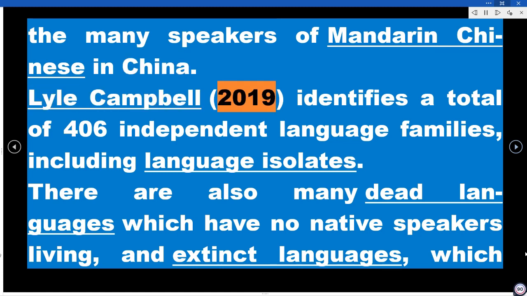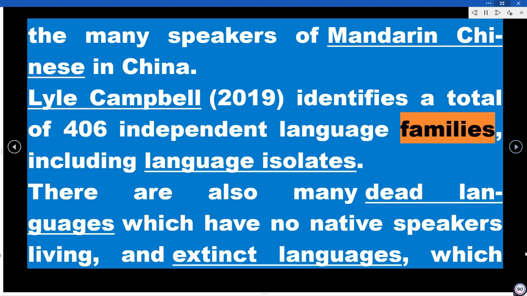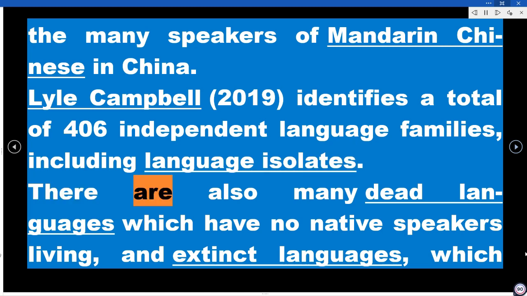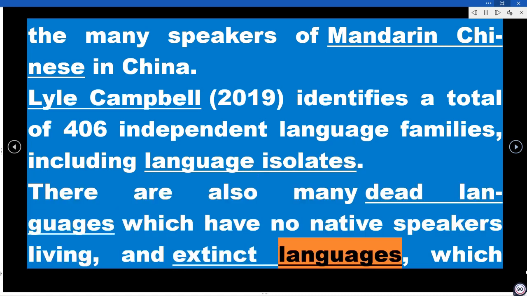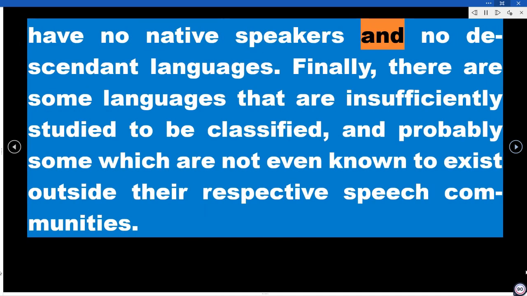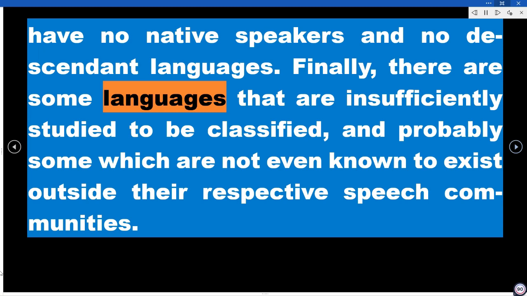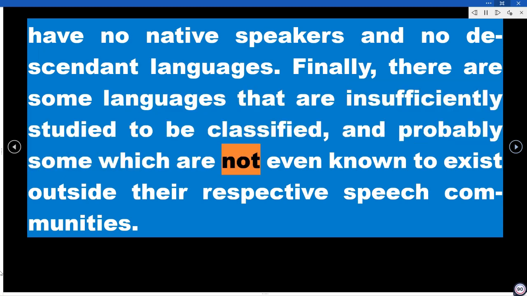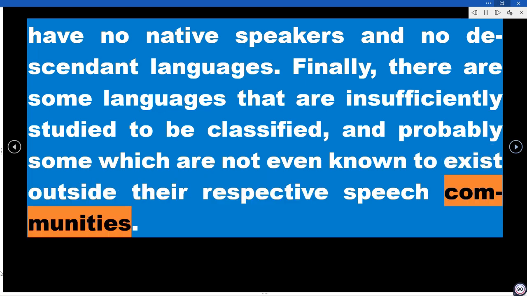Lyle Campbell, 2019, identifies a total of 406 independent language families, including language isolates. There are also many dead languages which have no native speakers living, and extinct languages, which have no native speakers and no descendant languages. Finally, there are some languages that are insufficiently studied to be classified, and probably some which are not even known to exist outside their respective speech communities.